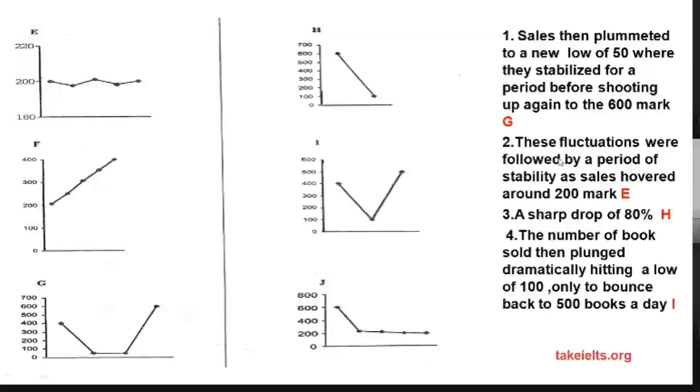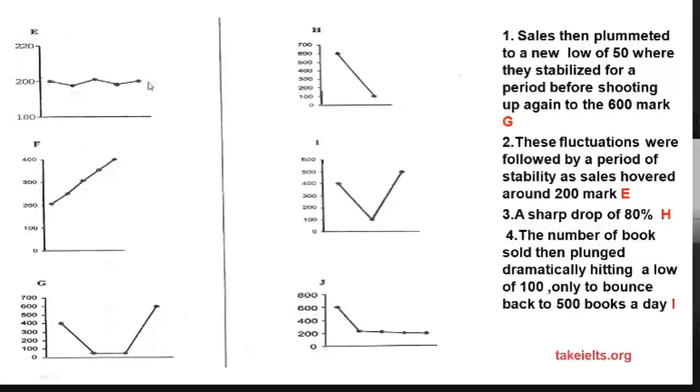Number 2 is: these fluctuations were followed by a period of stability as sales hovered around the 200 mark. So the answer choice is C. You see, hovered around, remained steady. Hovered around 200, it was around 200. What a nice language, isn't it?